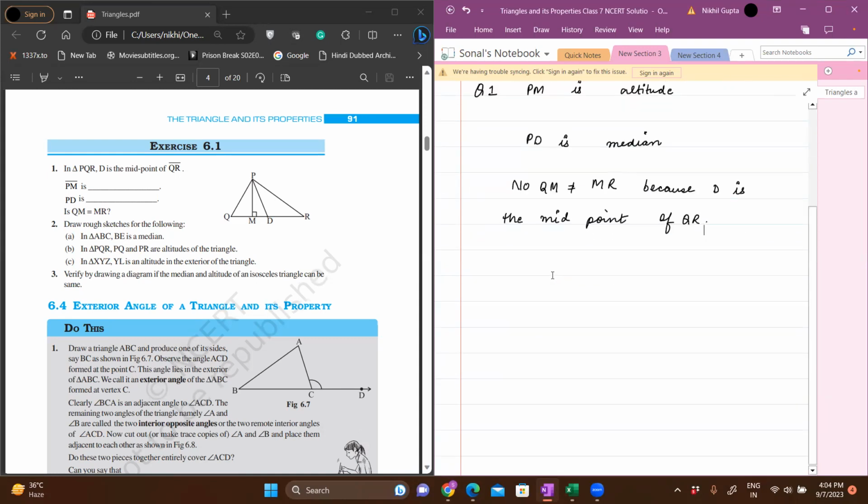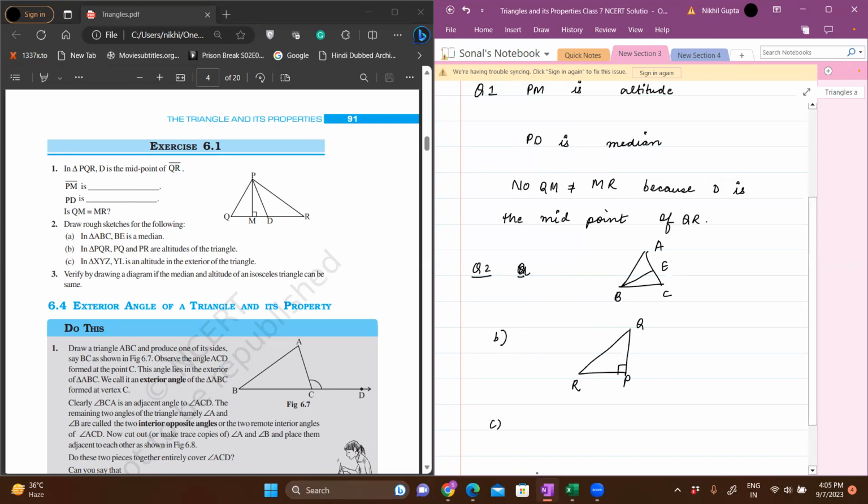Next, we move on to question number 2, which says draw a rough sketch for the following. A part is you need to draw a triangle ABC in which BE is the median. I've drawn ABC in which BE is the median, so I can draw BE here. B part says in triangle PQR, PQ and PR are the altitudes. So that means if they are altitudes, it will be forming a right angle triangle, and the right angle should be at P. PQ and PR are the altitudes.